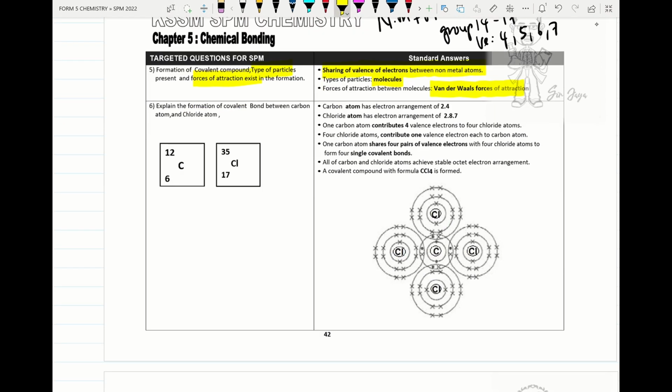We check question number 6, explain the formation of covalent bond between carbon atom and chlorine atom. We check the electron arrangement of carbon atom, 2.4, with valence electron 4. Please remember, carbon is a non-metal. And we check the electron arrangement of chlorine atom, 2.8.7, with valence electron 7. Chlorine is also a non-metal, and the type of bonding formed is covalent bond.